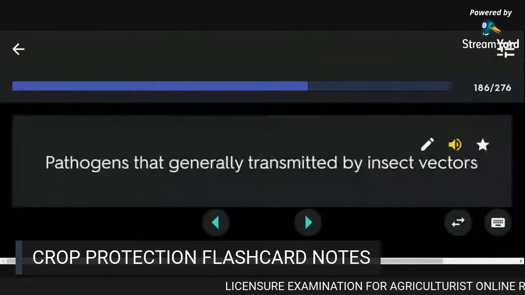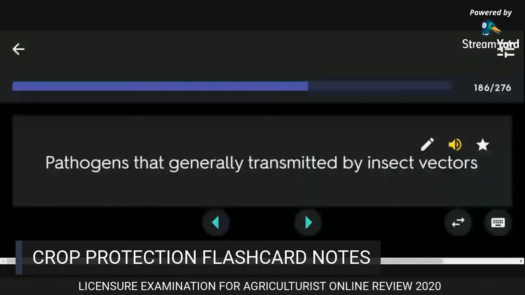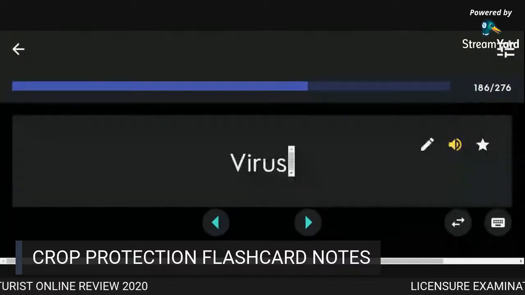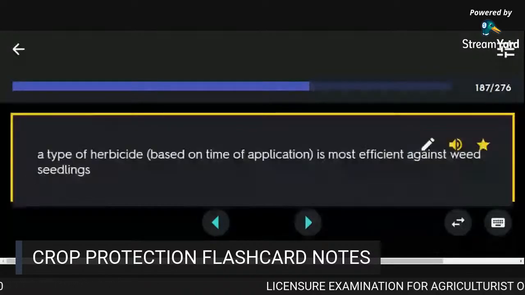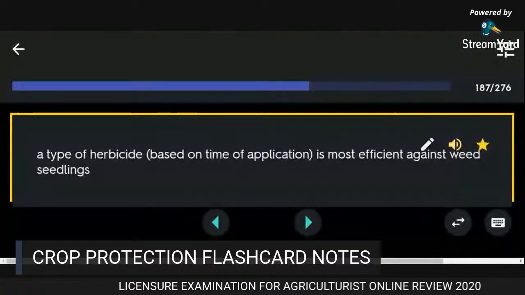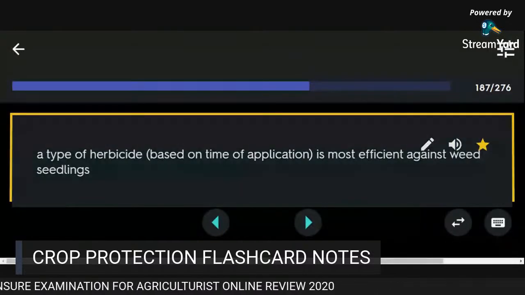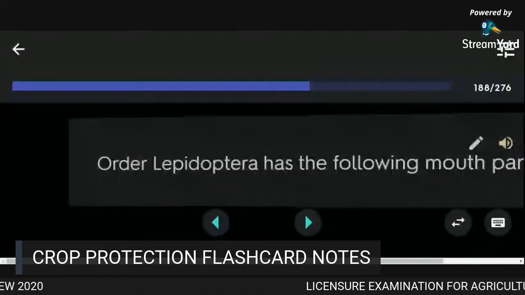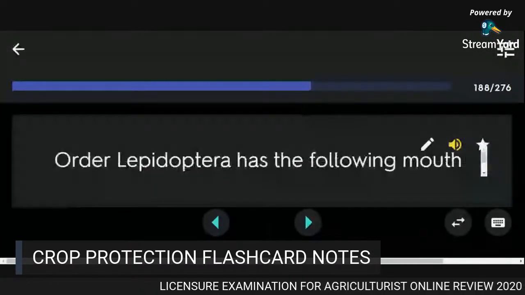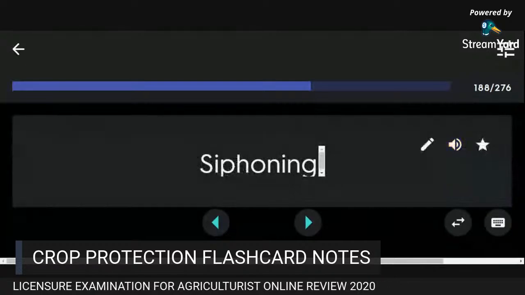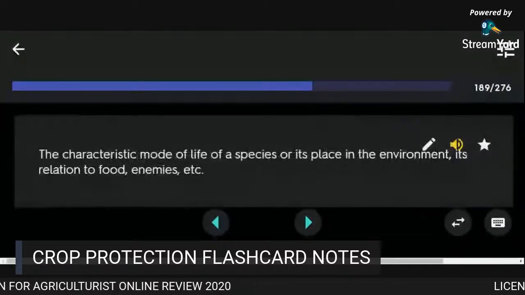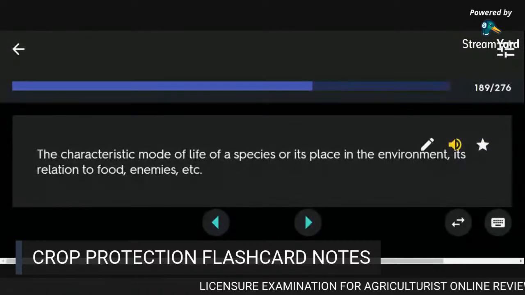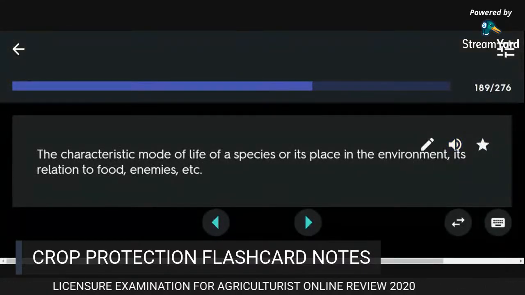Pathogens that are generally transmitted by insect vectors: virus. A type of herbicide most efficient against weed seedlings: post-emergence. Order Lepidoptera has the following mouth part: siphoning. The characteristic mode of life of a species or its place in the environment, its relation to food, enemies, etc.: niche.